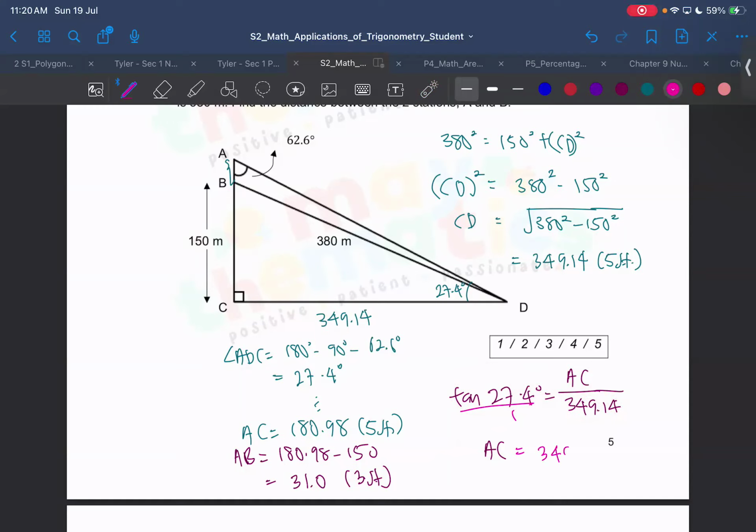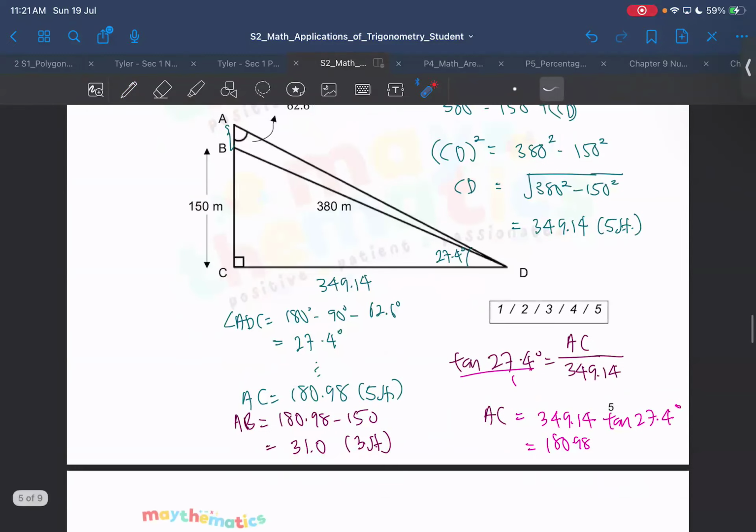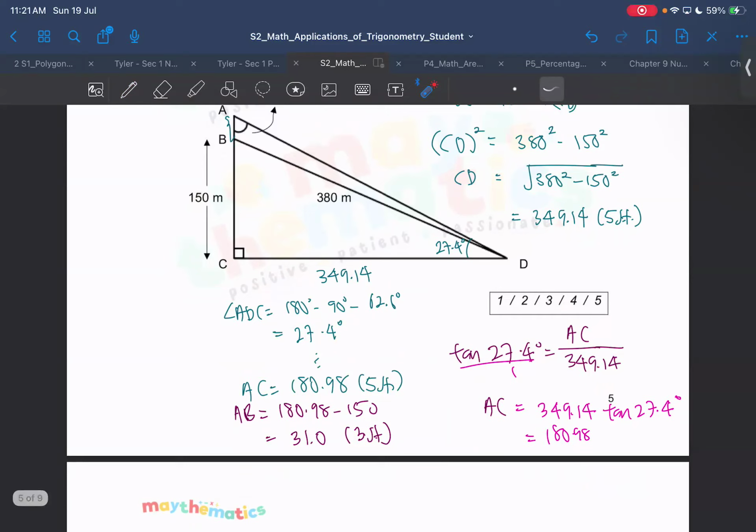AC equals 349.14 times tangent 27.4. Do you get this or not? Which part do you get? Is your fraction wrong? Take note again: this one is different, you must look at the cross multiplication. So the final answer is 31, because after that you take this minus away 150. Kelly, you got it? Okay, good. Okay, question 10.